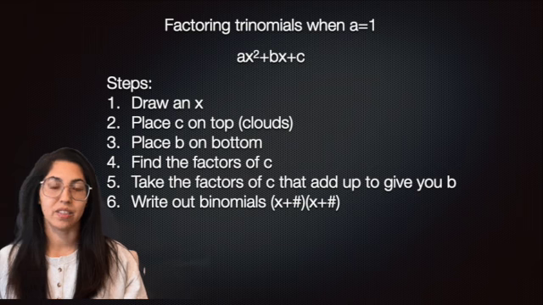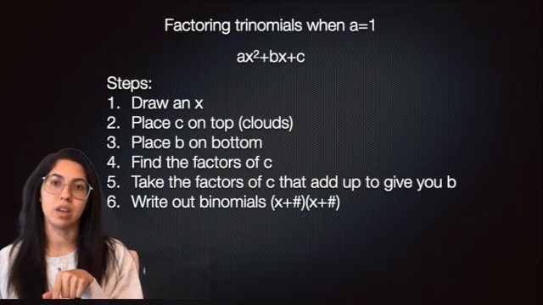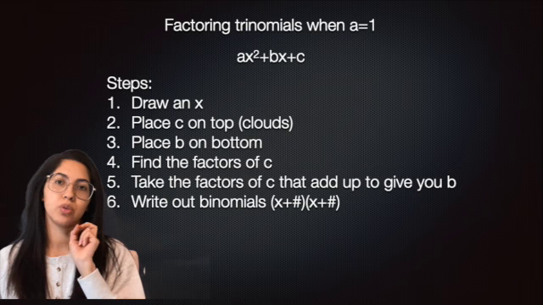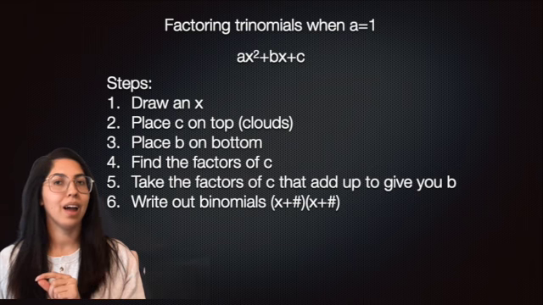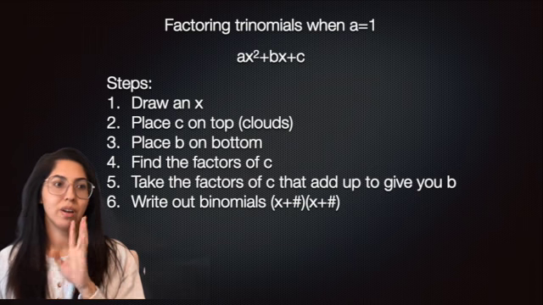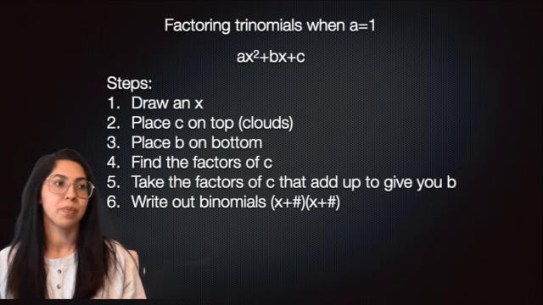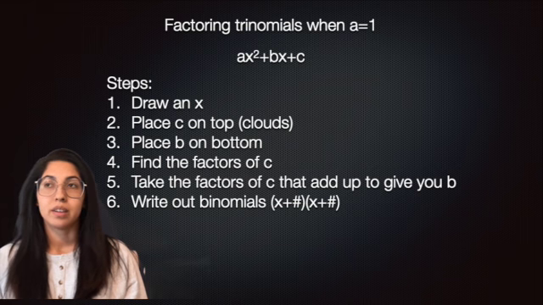Step 5, take the factors of C and that add to give you B. So what two factors will give you B? What two numbers multiply to give you C, but add to give you B? That's what we're looking for. Write out your binomials. So it'll be x plus or minus a number, and then again, x plus or minus a number. And I'll wait until you finish writing.